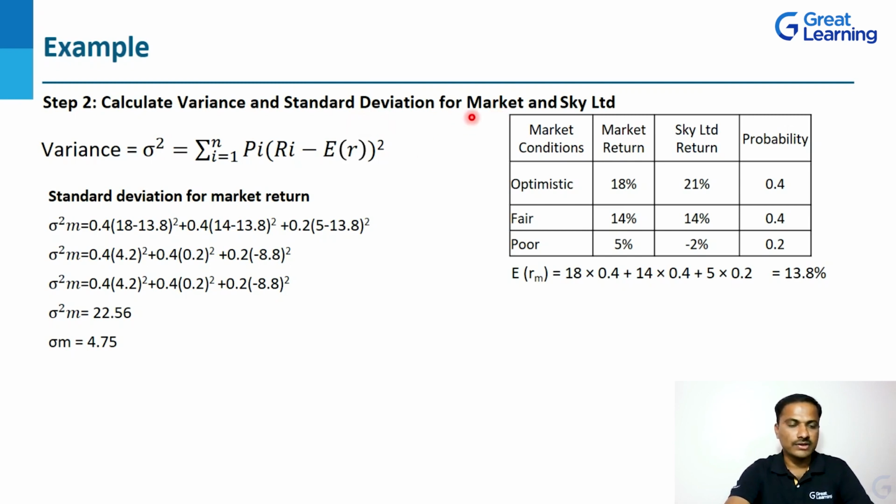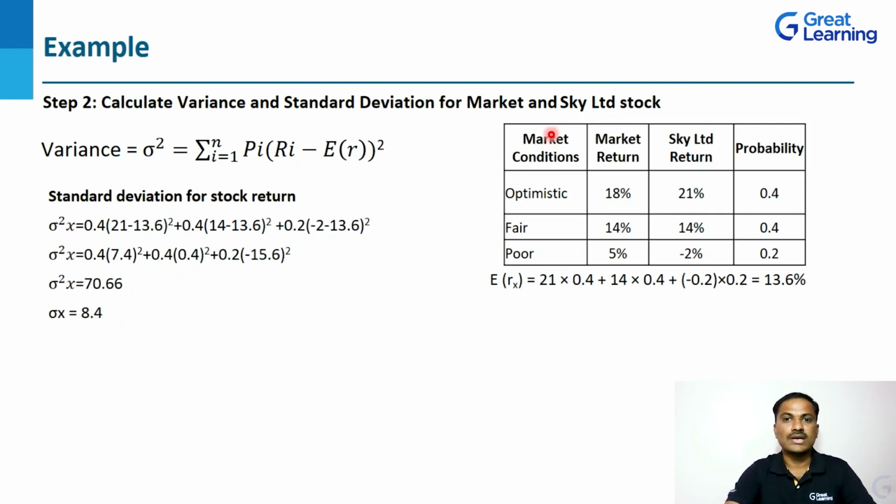Remember, we have calculated the standard deviation for market. We are yet to calculate standard deviation for stock. So now let us calculate it. Apply the same formula, just plug in the values. Take these values, 21, 14, minus 2, with probability factors 0.4, 0.4, 0.2, and the expected return for stock, 13.6. If you take the results of this calculation, variance for stock is going to be 70.66. Standard deviation is simply the square root of variance, so 8.4. The standard deviation of stock is 8.4.